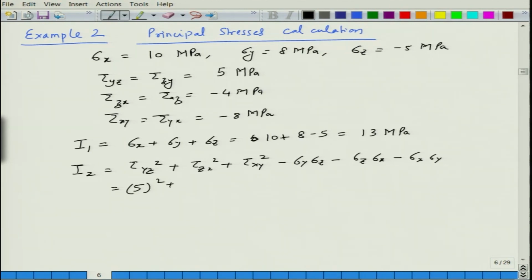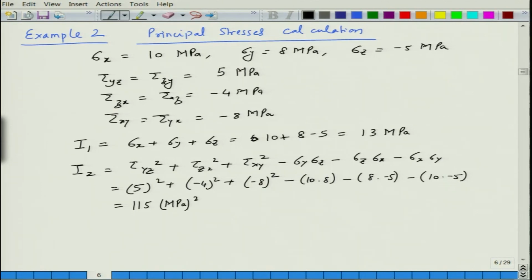So, this is 5 square plus minus 4 square plus minus 8 square. This will be equal to, and this is again sigma y and sigma z, 5 minus 4 minus 8, and then this is going to be 10 into 8 minus 8 into minus 5 minus 10 into minus 5. Okay. And if we do the sum, this is equal to 115 MPa square.